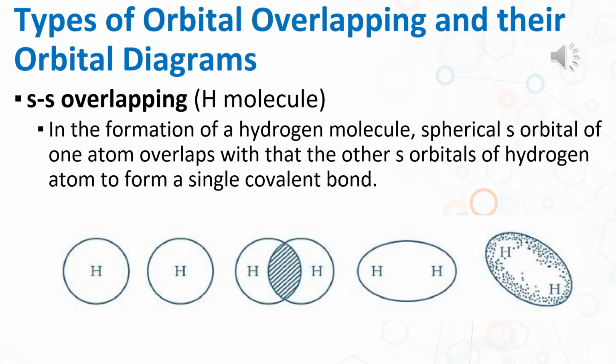Next, let's proceed with the types of orbital overlapping and their orbital diagrams. Okay, so the first one we have is the s bonded with s overlapping, or the H2 molecule. This occurs when the two s orbitals overlap directly. So for example, in the formation of the hydrogen molecule, or H2, the 1s orbitals of two hydrogen atoms overlap to form a sigma bond. Okay?